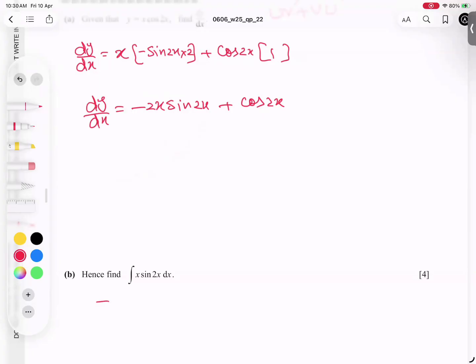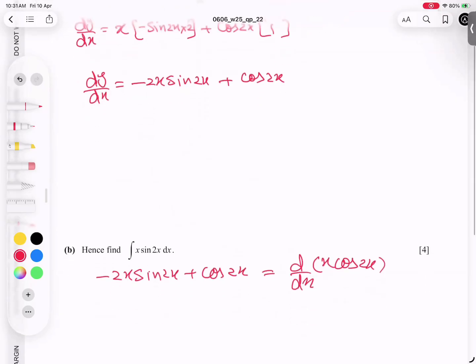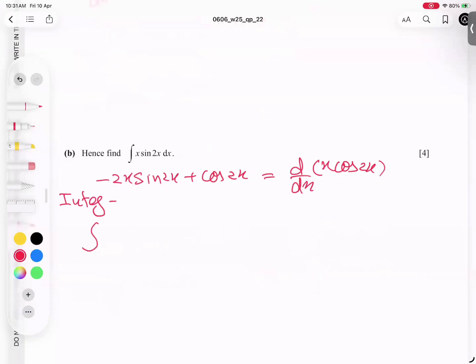So I'm writing negative 2x sine double x plus cos double x equal to d over dx. But for the sake of your information, this y is the phi, you can replace it by this. So what I'm doing here, y, I'm replacing with x cos double x. Now we are very close to integrating. I'm integrating both sides. So when I integrate both sides, let's see what happens here. I'm writing this separate. This I'm writing separate.